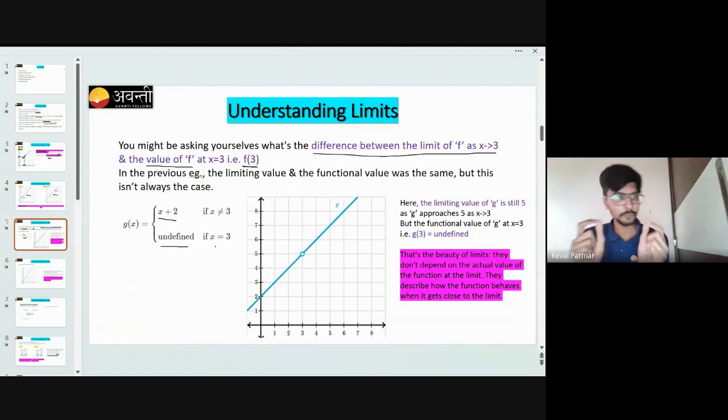If I try to plot this graph, I will get something like this, as you can see the blue line here, where we will get a hollow circle at x equal to 3, because at x equal to 3 the value of the function is undefined. So if the value of the function is undefined, that means we'll have a hollow circle here. I hope I am clear.